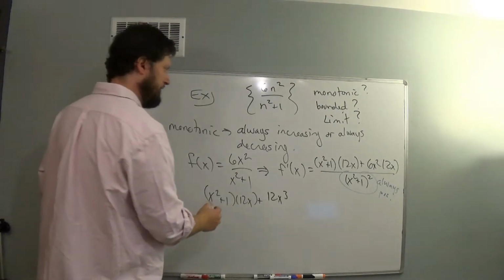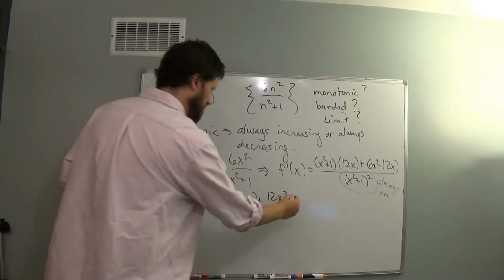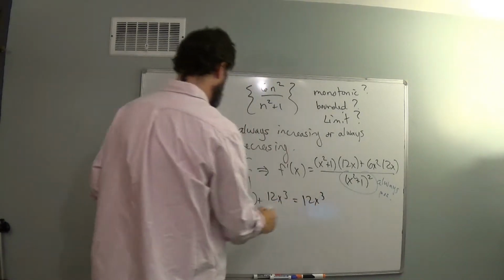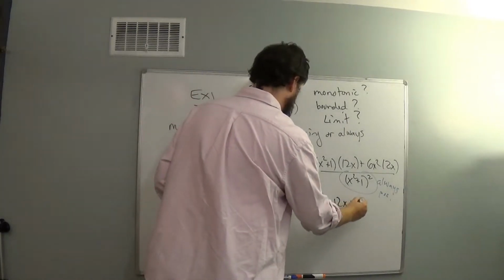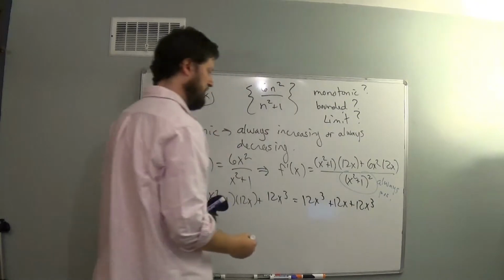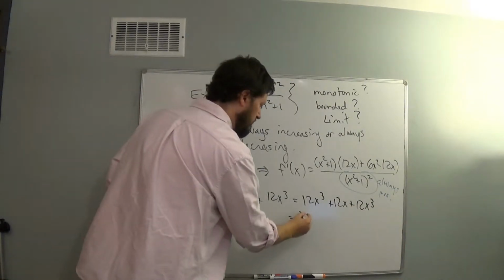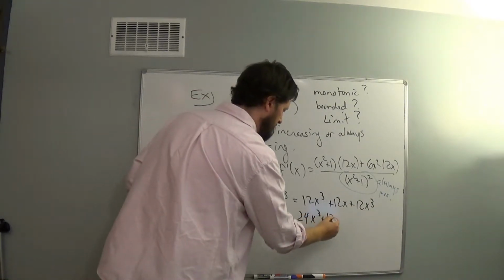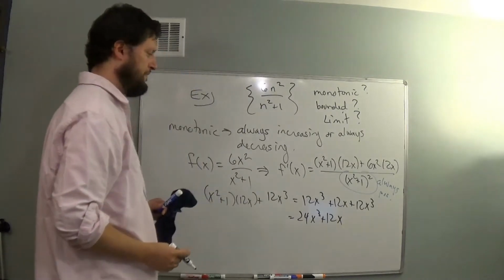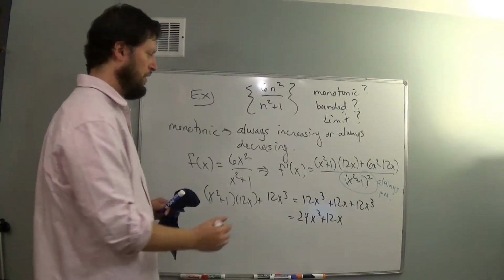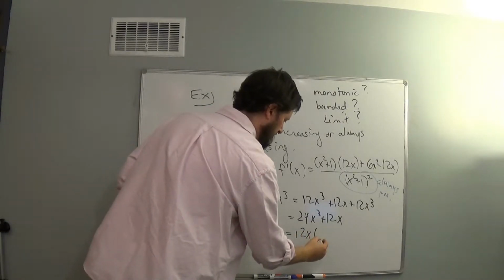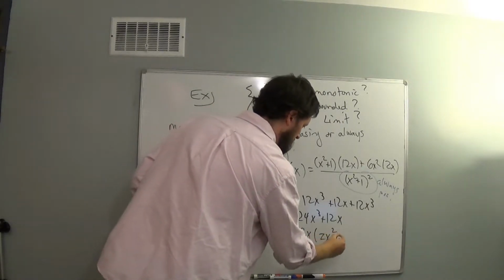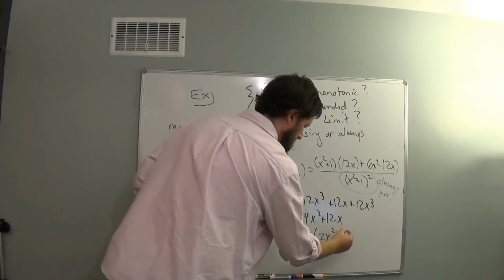So this makes 12x cubed plus 12x, and then the other term gives another 12x cubed. So that's 24x cubed plus 12x. Which is, I can factor out a 12x, and I get 12x times 2x squared plus 1.